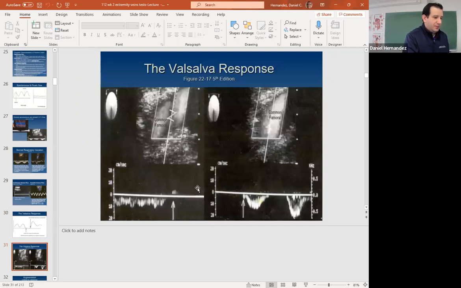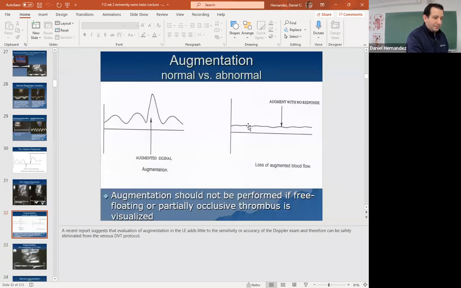So there's just some pictures showing Valsalva response. So we get cessation of flow. And then here we have normal flow, Valsalva, and then with release of Valsalva, we should see a slight augmentation of flow.